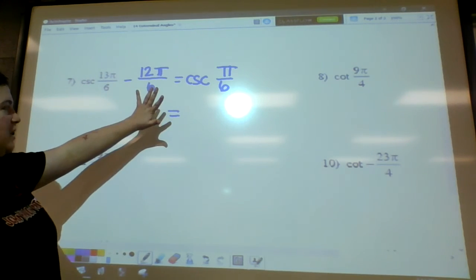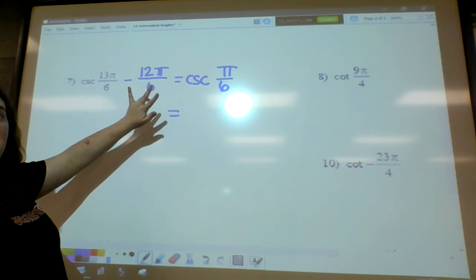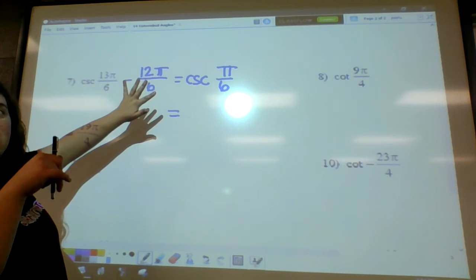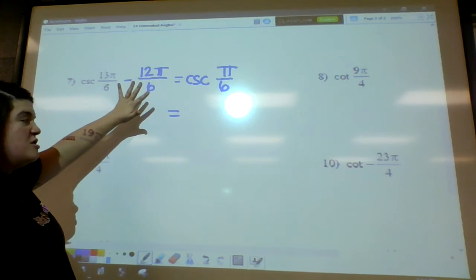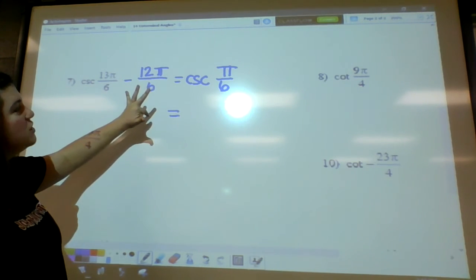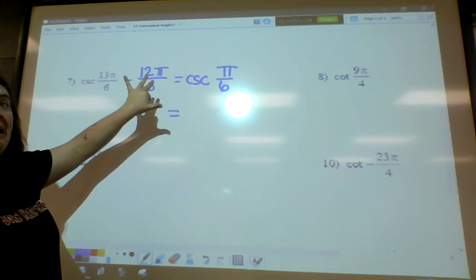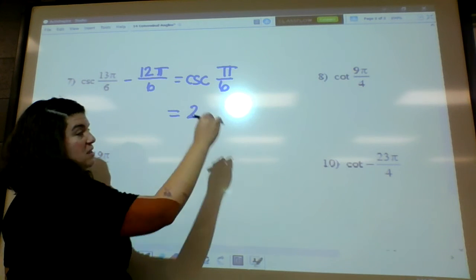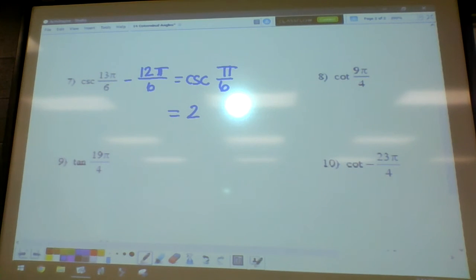Pi over 6, so it's pi over 6, pi over 4, pi over 3. They go in order from smallest to largest in terms of the fraction, right? Over 6 is smaller than over 4 is smaller than over 3. So it's this one. Cosecant is the reciprocal of sine. So sine is the 1/2. And so the reciprocal of 1/2 is just 2.